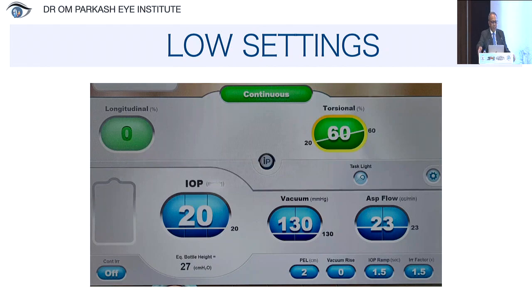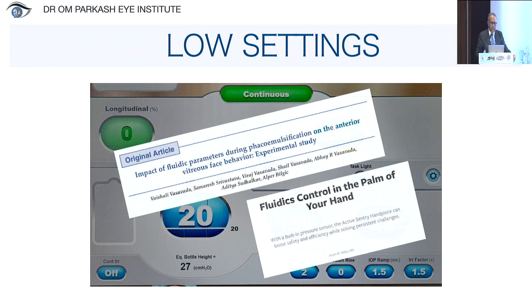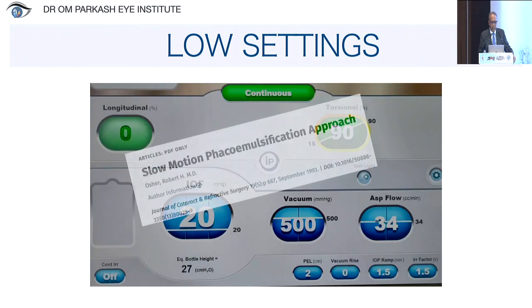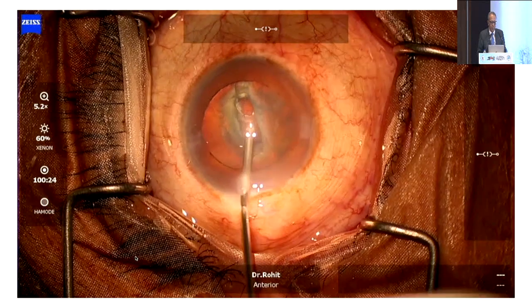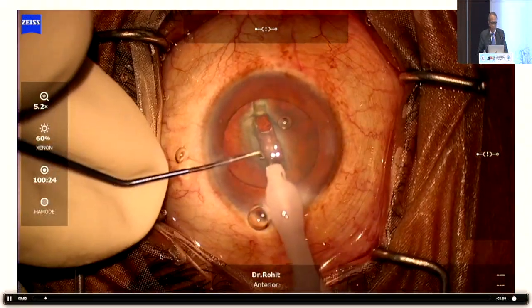So the IOP setting which we decided on would be 20 millimeters of mercury, which would boil down to a 27 centimeter bottle height. The flow rate would be around 23. Now let's see what happens with the active fluidics, with no financial interest whatsoever. We used slow motion phacoemulsification as shown by Robert Osher and our own Dr. Abhay Vasavada. The first thing we did was inject visco to just tamponade it.